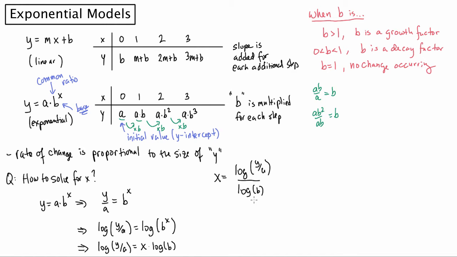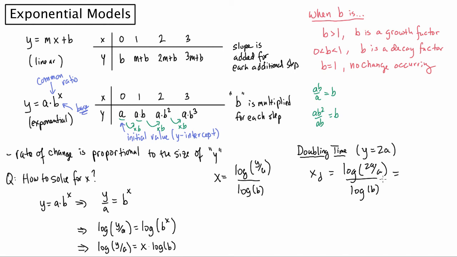Now, what's interesting here are a couple of terms. One term is doubling time. Doubling time is the amount of time it takes for the initial value a to double. So in this case, I would be looking at y being equal to 2a because it's doubled. If I take x, which I'm going to call x sub d, the doubling time, then I would be looking at the log of, replacing y with 2a, so 2a over a, divided by the log of b. If you do a little bit of algebra inside the log here, 2a divided by a is just 2. So you get the log of 2 divided by the log of the base.